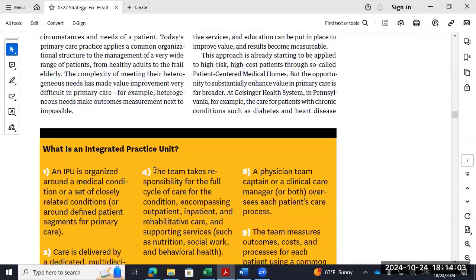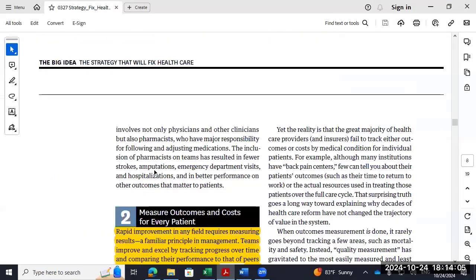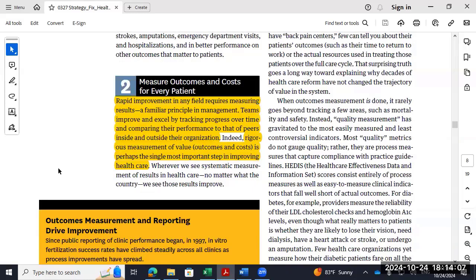All right, the second one is measurement. I've heard some doctors complain about this part because there are some hospitals that have started doing this. It's not easy. It's really difficult. First of all, the system's not set up to do this, so that's part of the problem. This is a huge IT issue.